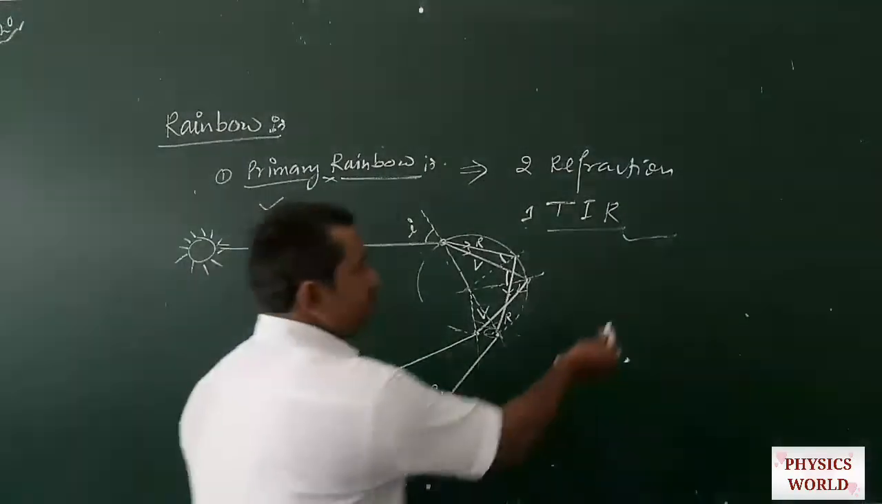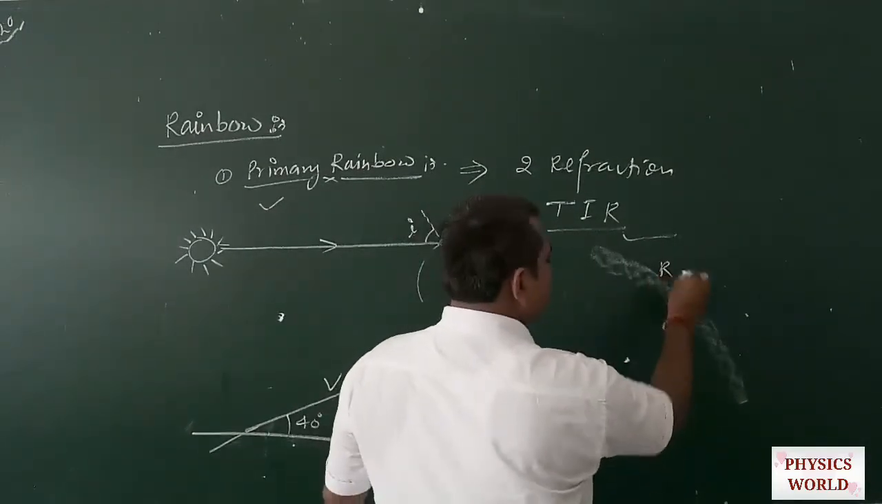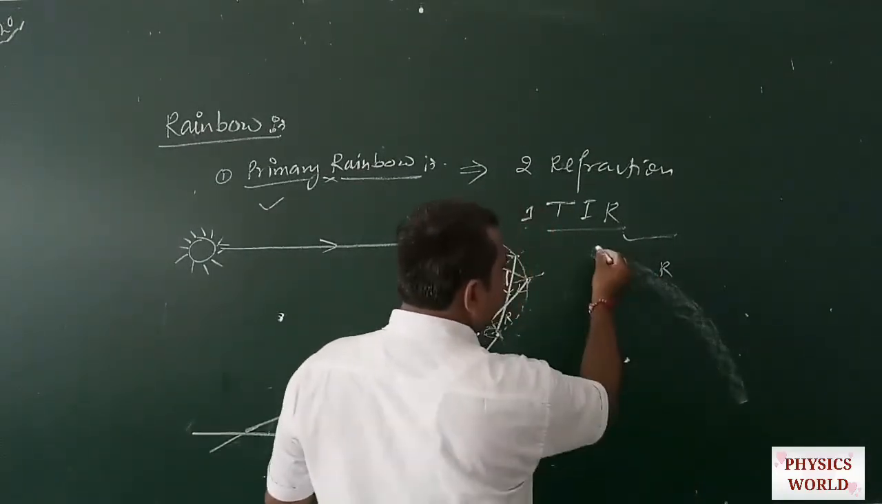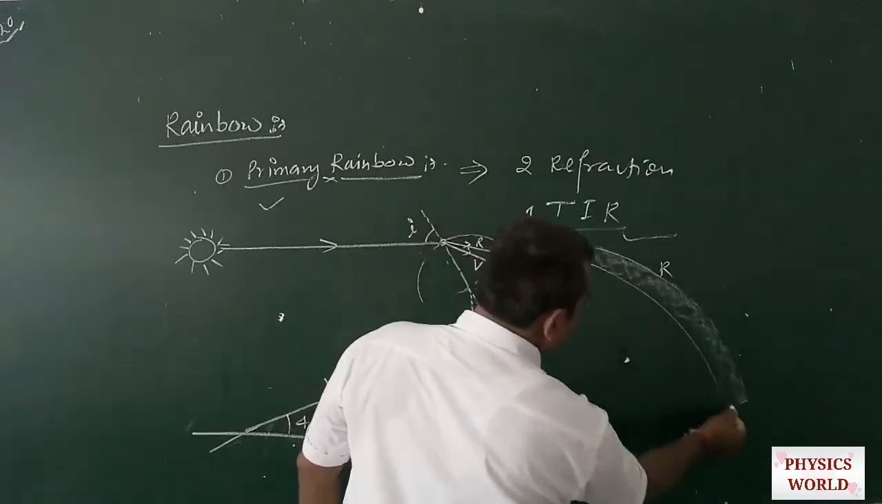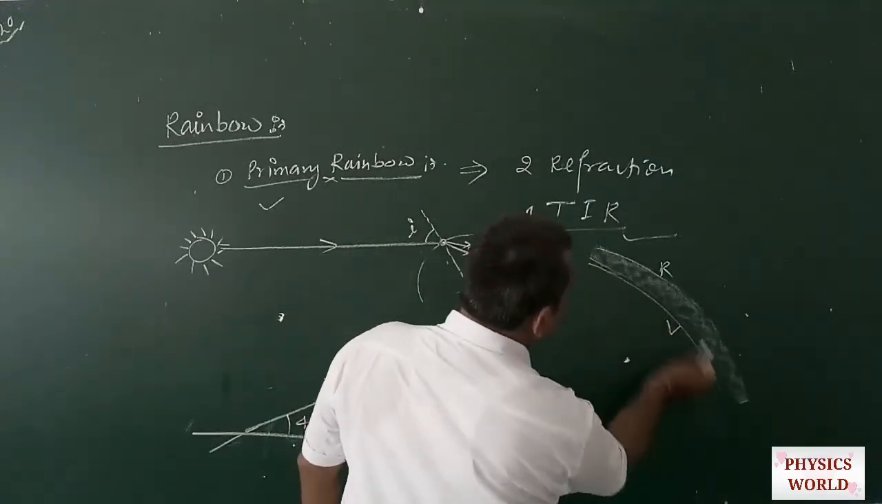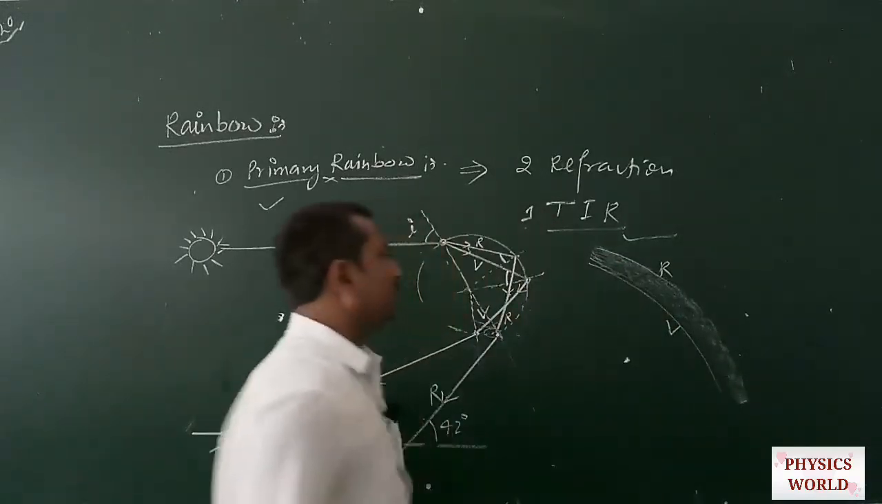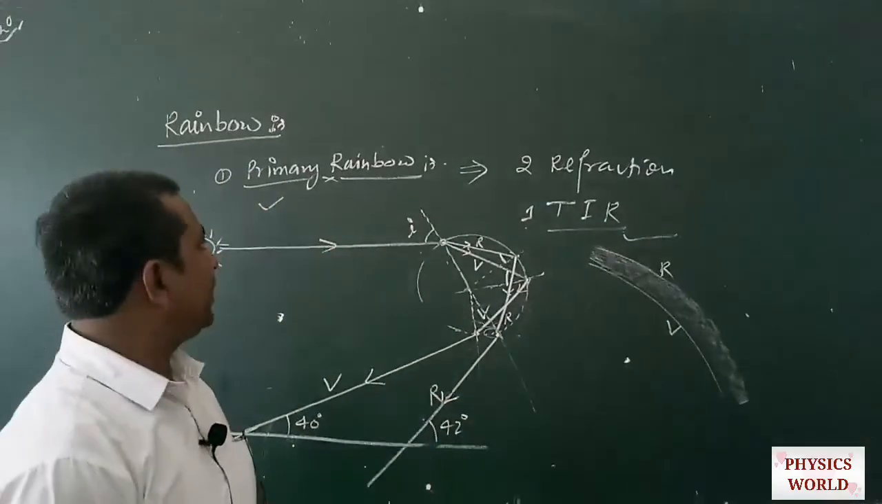It means if we see the rainbow, then the upper part is made up of the red color and the lower part is made up of the violet color, and all the other 5 colors lie just between these 2 colors. Okay, this is a simple primary rainbow.